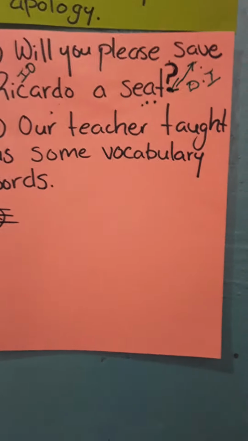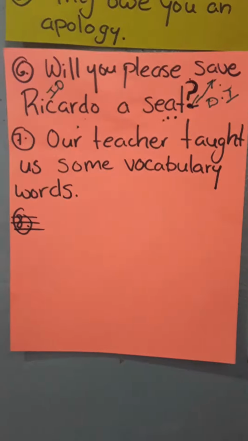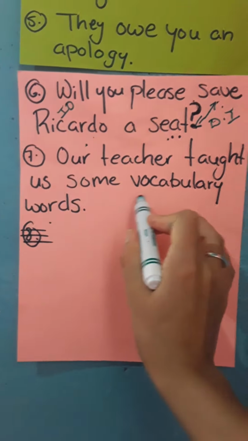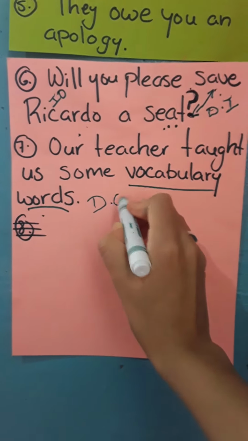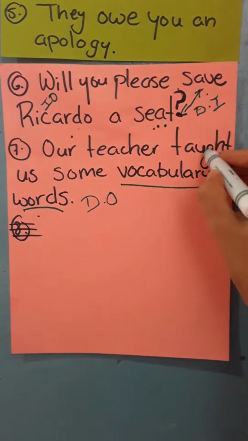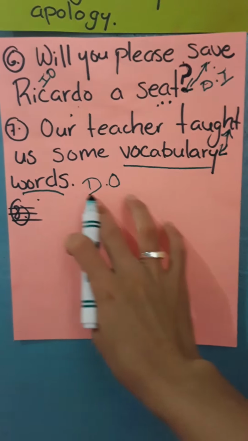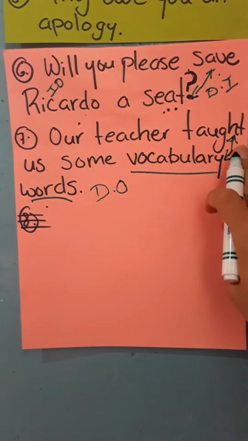The last one, our teacher taught us some vocabulary words. Taught what? Could be words or it could be vocabulary words. So you have the direct object because this is affecting this. This is receiving and is being affected by the action verb taught.